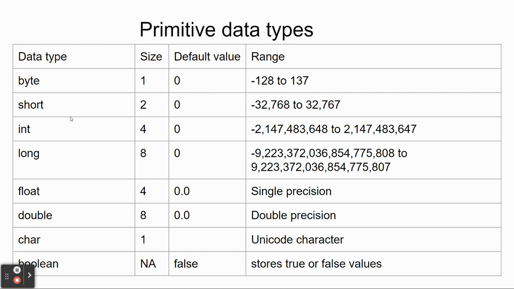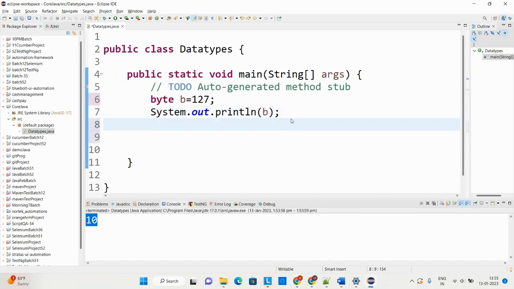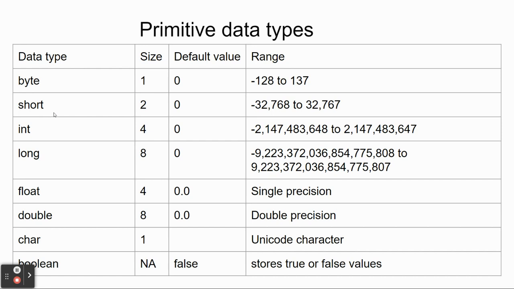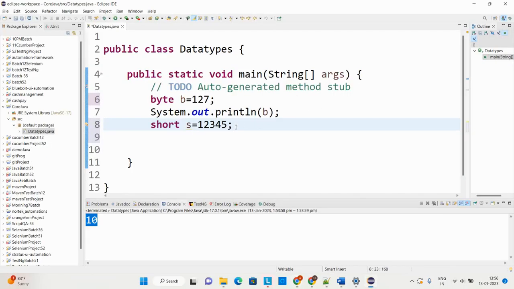Similarly, short, int and long. So I will create one variable, let's say short. Let's say s is equal to, I'm storing some random number, 12345. Now in this case it's not giving any error, even though I have a little bigger number. Why? Because when I'm saying short, the short range is quite big. So it will store the number up to this particular range, and it will not give any error for this number.